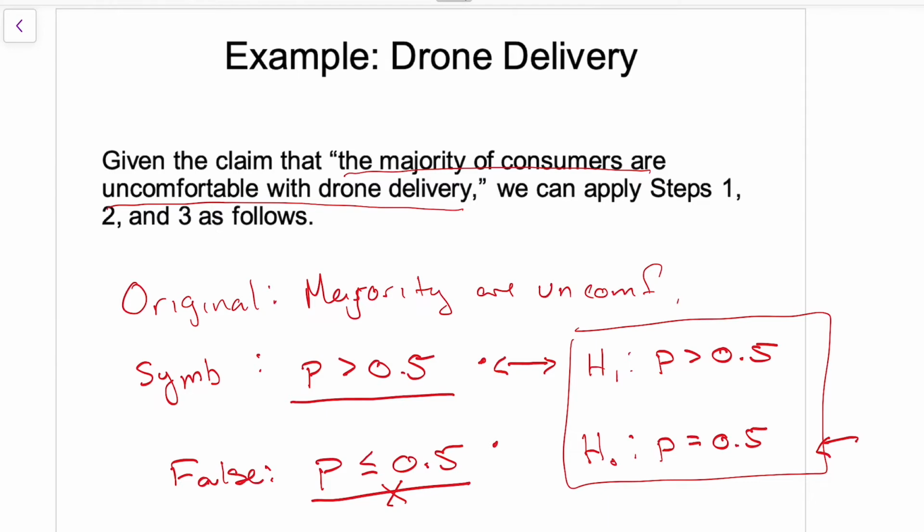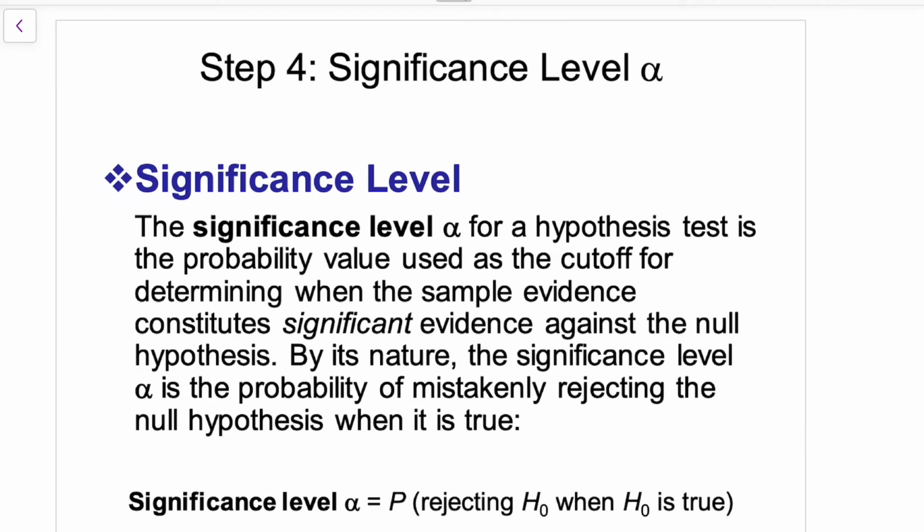So let's talk about the test statistic. When dealing with our test statistic, the most important thing is what we compare our test statistic to, and that is our significance level. Our significance level alpha for the hypothesis test is the probability value we use as the cutoff for determining the value of our significance. Alpha is the probability of making a mistake, of rejecting a null hypothesis when it is true.